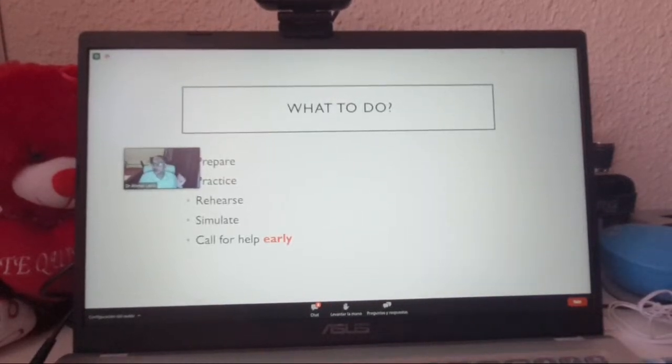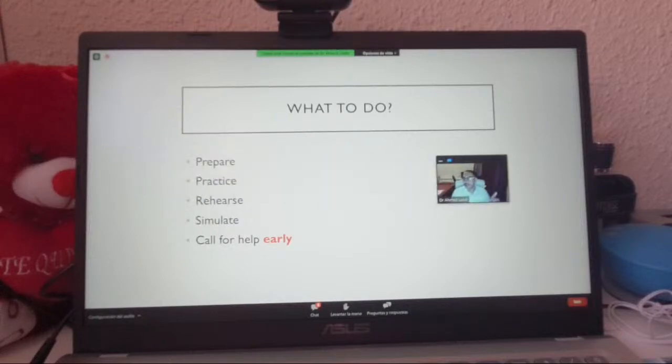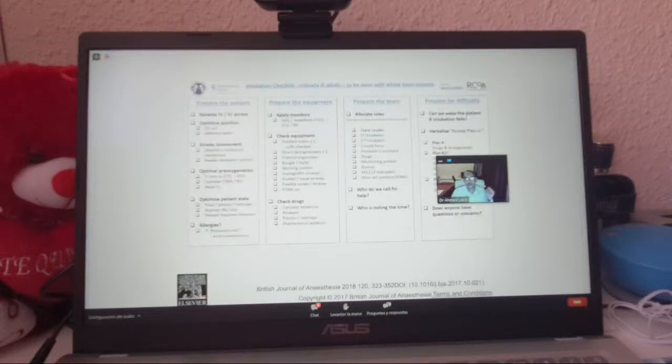So now I went with you through this introduction. So how do we do this? The key to this is, A, prepare, B, practice, rehearse. If you don't do this often, you have to use alternative training methods like simulation. And in reality, please call for help early. An example, again, associated with the guidelines is this checklist. If you don't have a checklist, please have one.